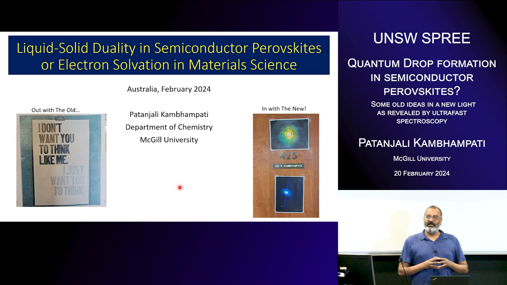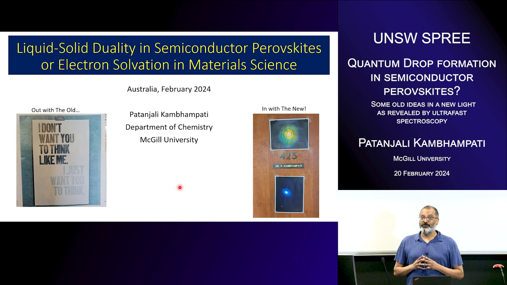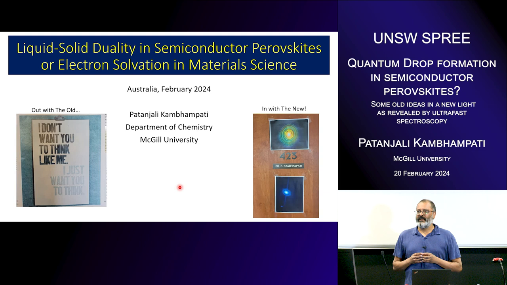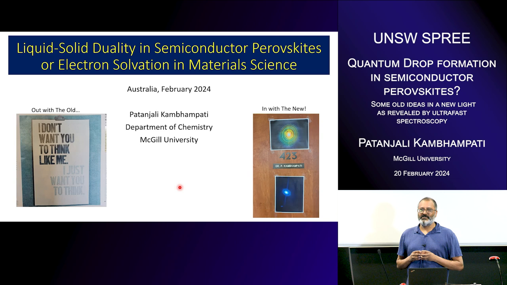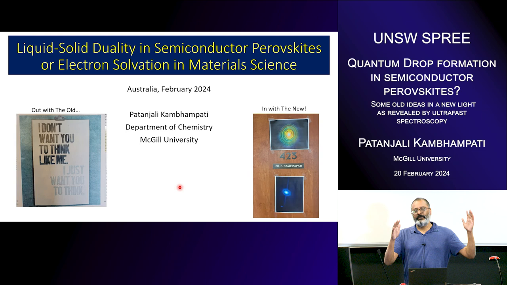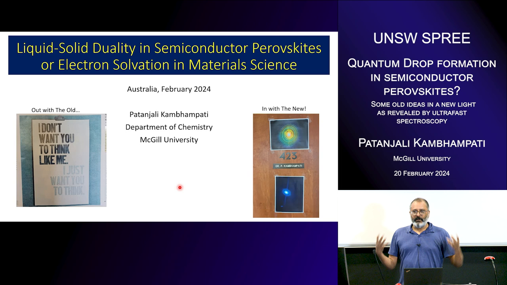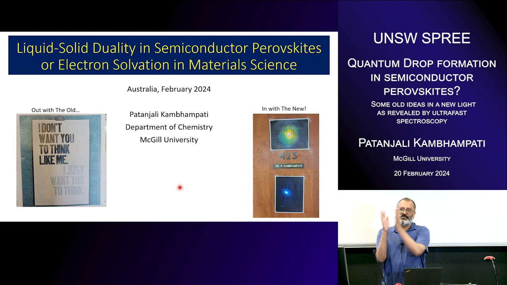It's a pleasure to be in Australia for the first time, and I'm happy to show you some of the things we've been doing in the last few years, where we will present this concept of liquid-solid duality in semiconductor perovskites. We have the 2023 Nobel in Chemistry for quantum dots, which is a field I worked in for 20 years, where there is a mesoscale interpolation between molecular level and bulk-like. In perovskites, a new class of semiconductors, there's an interpolation between solid-like phases and liquid-like phases.